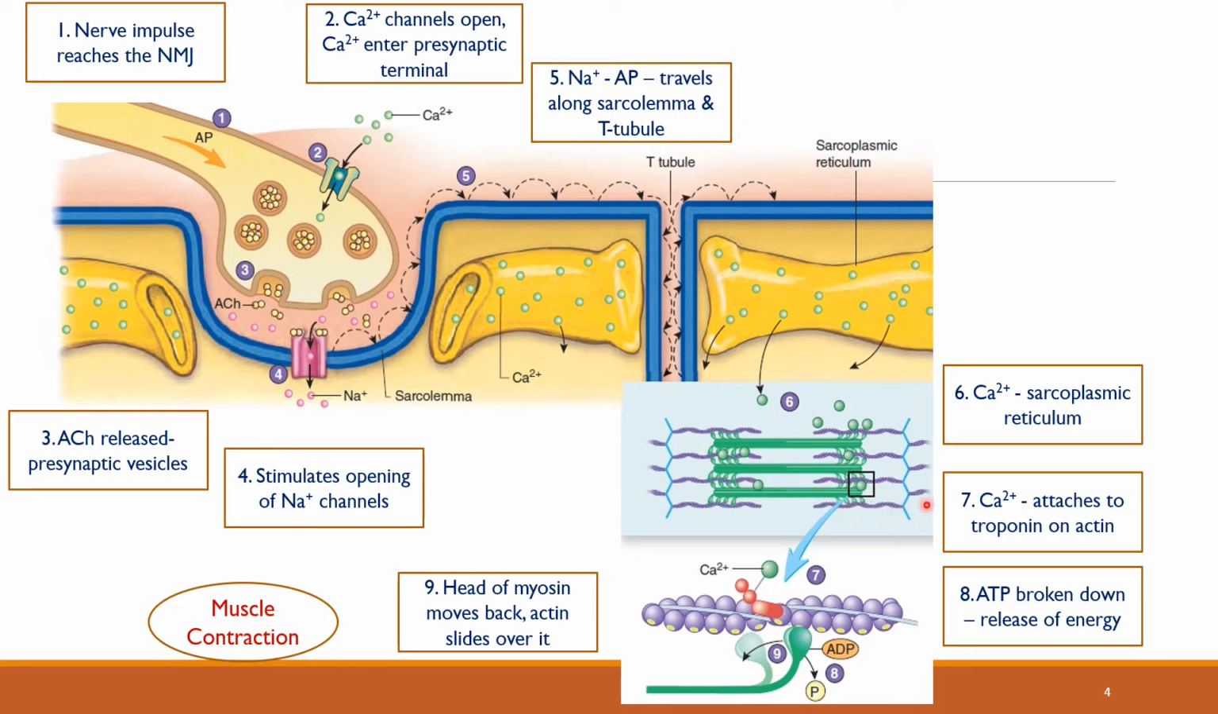Actin is one of the proteins that makes up the sarcomere of the muscle. And then when this happens, ATP is broken down, resulting in the release of energy. Using this energy, the head of the myosin moves back, resulting in sliding of actin over it. This results in shortening of the sarcomere, the myofibril and the entire muscle, which is termed as muscle contraction.